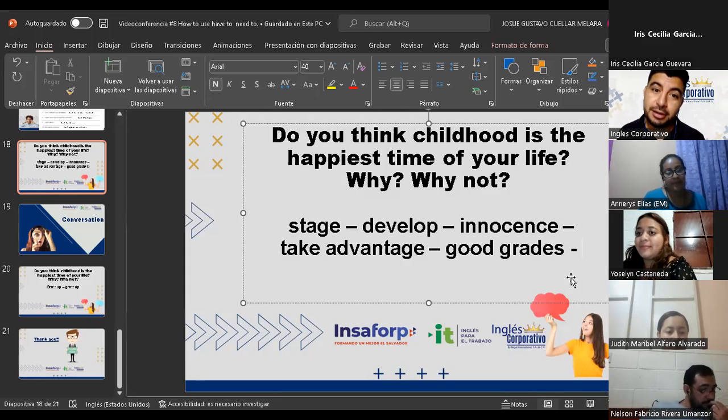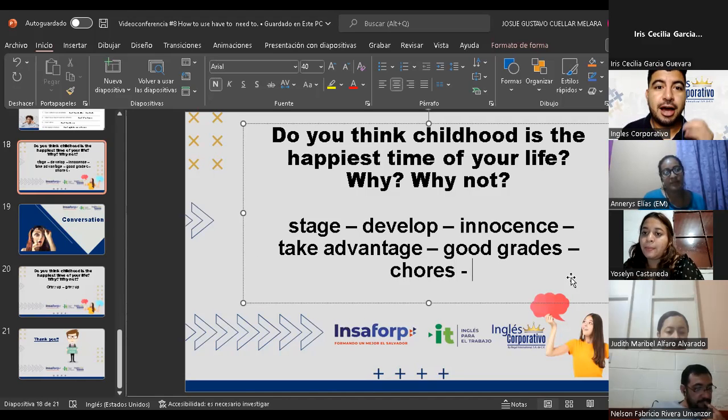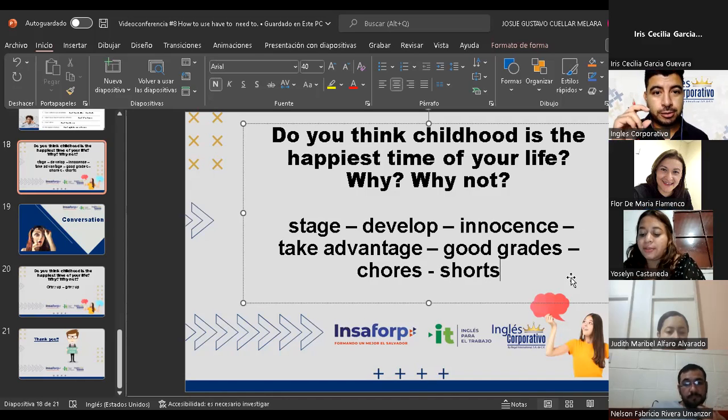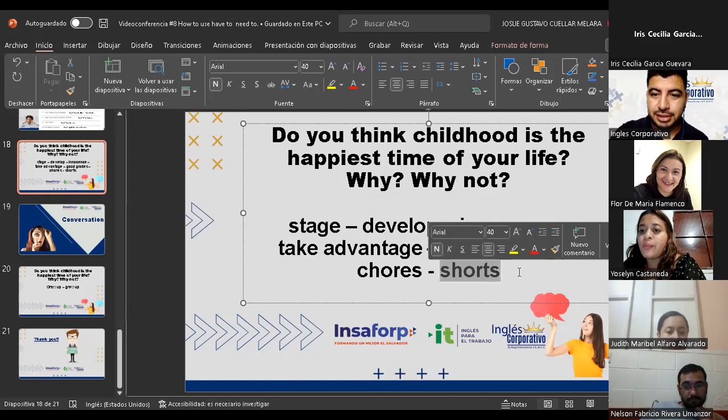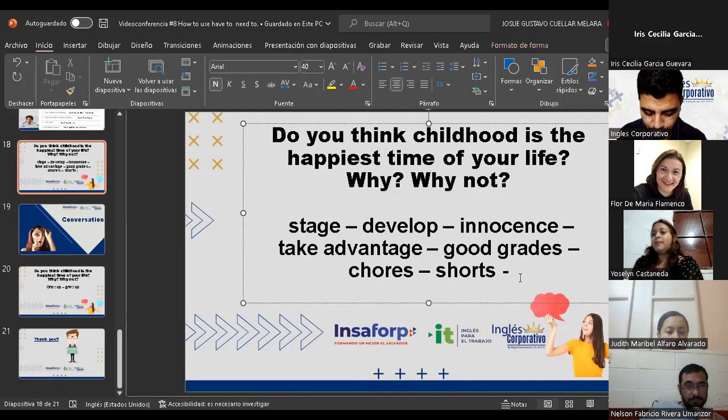You don't have some other obligations, but it is important the kids help at home. Okay, también importante que ayuden en la casa. When we say chores, it's housework. Chores. Es el trabajo en la casa, los quehaceres del hogar, barrer, trapear y todo eso. And shorts significa corto, pequeño o pantalones cortos. Fíjense bien. Normally we say short. Y chores significa trabajo en casa. Okay, so we have to be careful with this, because it is similar. And Flor, what about you?